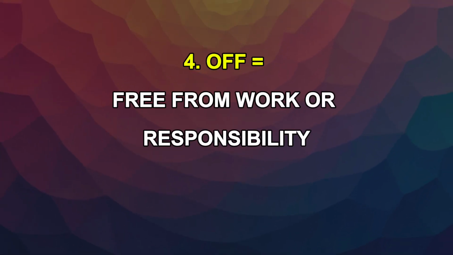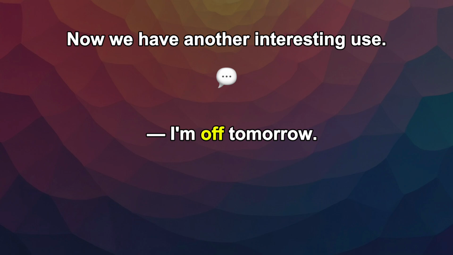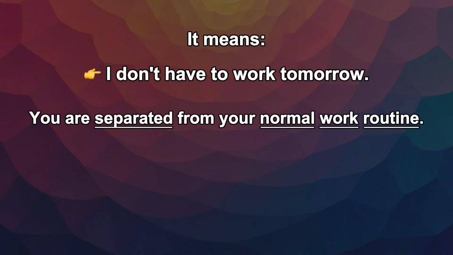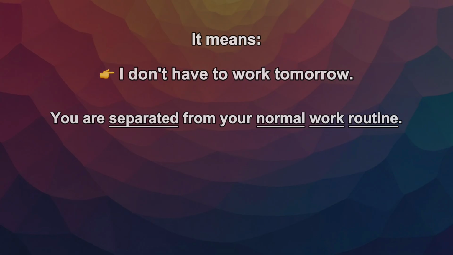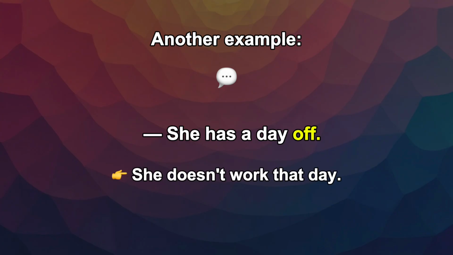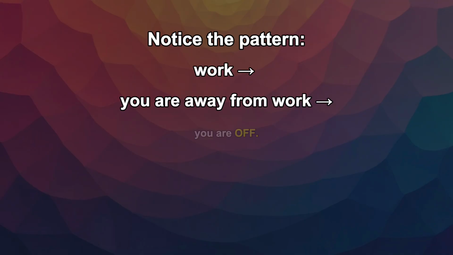Off equals free from work or responsibility. Now we have another interesting use. I'm off tomorrow. What does it mean? It means, I don't have to work tomorrow. You are separated from your normal work routine. Another example. She has a day off. She doesn't work that day. Notice the pattern. Work. You are away from work. You are off.